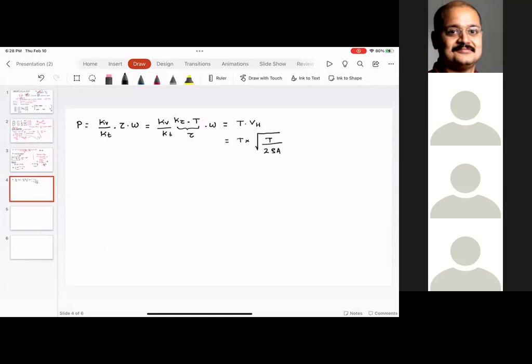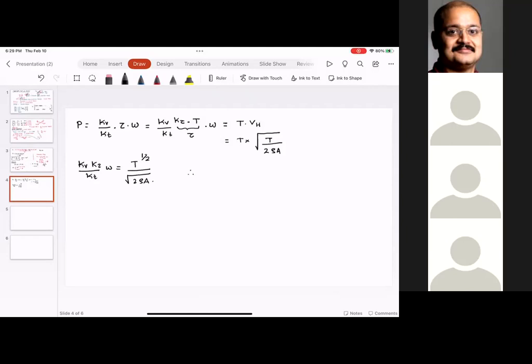So we want to simplify this equation, and I would encourage you to simplify it. Do you want me to derive it, or can you simplify this equation? Let me just write this: Kv Ktau by Kt omega is equal to T divided by square root of 2 rho A.